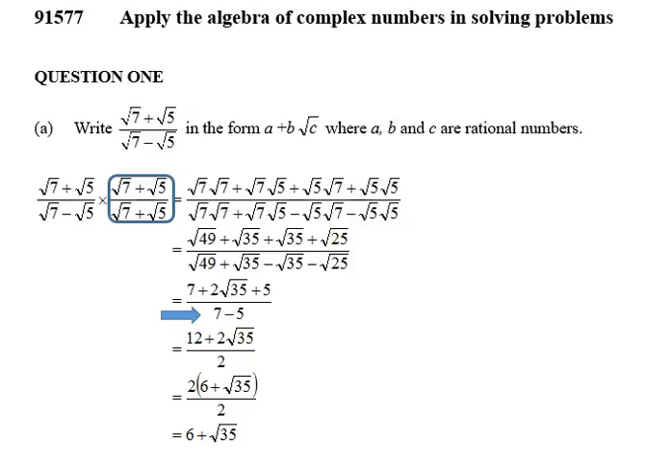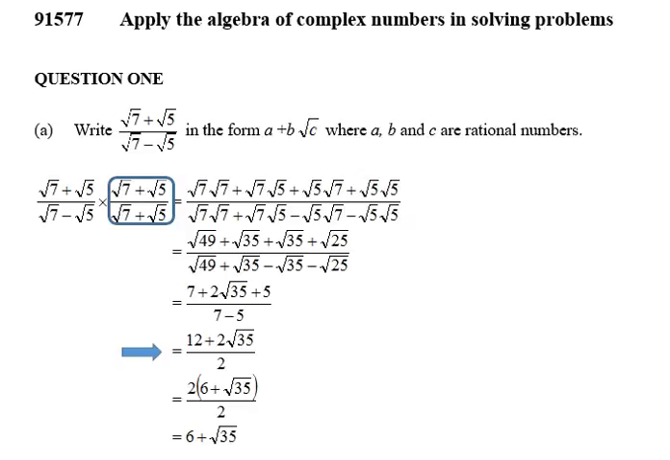The idea of the conjugate will always give this denominator down here. We just get the difference of the two terms squared for the denominator. So it's square root 7 squared, take away square root 5 squared. And on the top line, that simplifies to the 12 plus 2 square root 35.